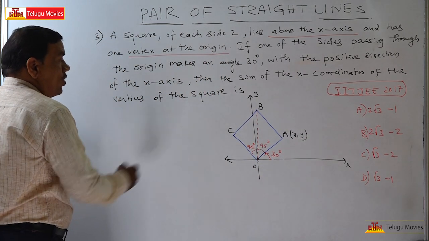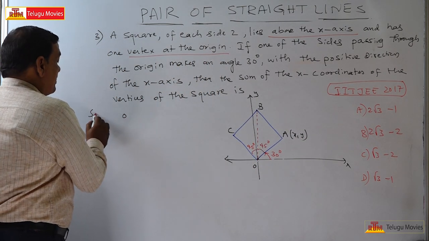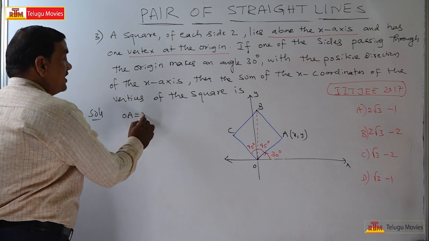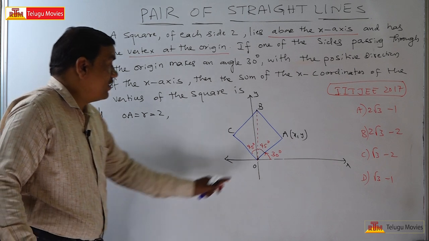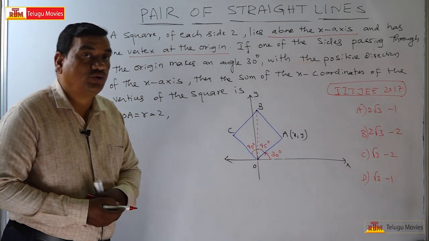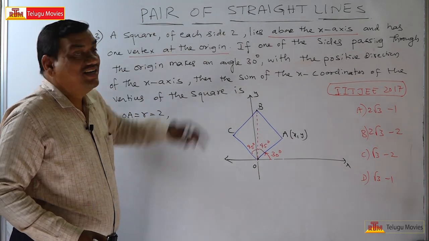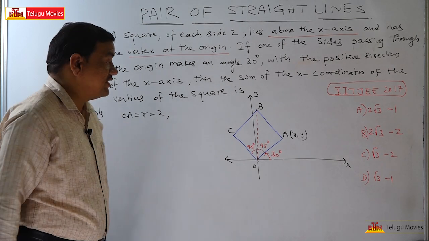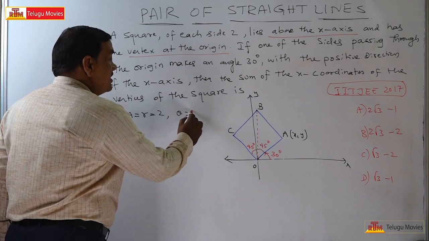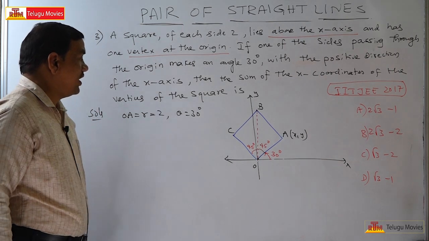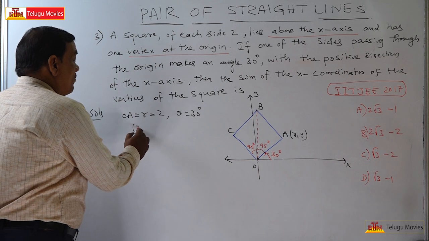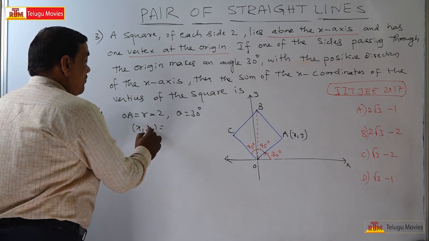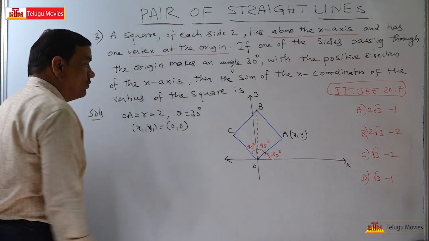So, here the OA length, that means R, is equal to 2 units. Why? Because it is already given that each side is of length 2 units, and theta is equal to 30 degrees. Your x1 comma y1 is nothing but 0 comma 0.